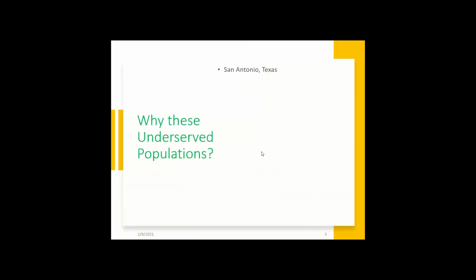So why these underserved populations? One, I'm from San Antonio. It is the 7th largest city in the US. It is called Military City, USA. We are also a large retirement community, named the 3rd best place to retire by US News and World Report.